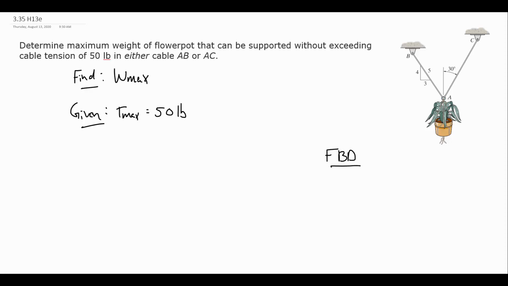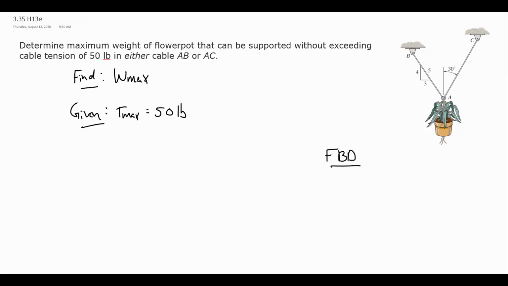We need to choose our particle of interest, or the point of interest. So we are interested in knowing something about the weight of the flower pot, and we're going to need to know about the tension in the cables for this. Looking at the picture, A, B, or C are potentially the points we could use. B does not directly see the weight of the flower pot. C does not either. A, where the two ropes join, AB and AC, and the flower pot hangs from it. So A is going to be the particle that we want to model in this particle equilibrium problem.